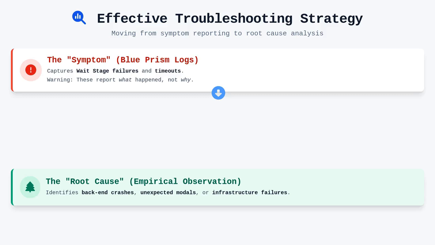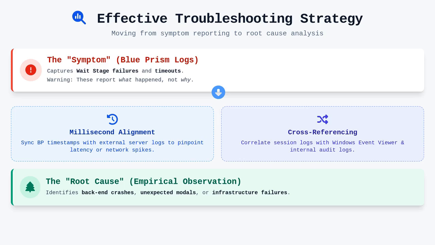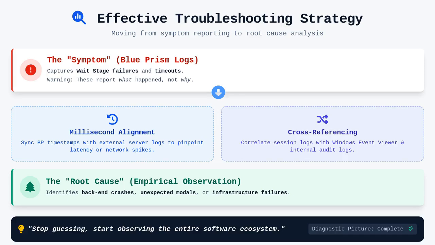For instance, if an element is not found, the log will capture the failure of a wait stage, but the actual cause could be a backend server crash or an unexpected modal dialog box preventing the application from reaching the expected state. By aligning the precise millisecond timestamp in the Blue Prism log with the external server logs, you can determine if the infrastructure itself experienced an intermittent network disconnection or a latency spike. This cross-referencing mindset moves you away from guessing at system behaviors and toward empirical observation of the entire software ecosystem.